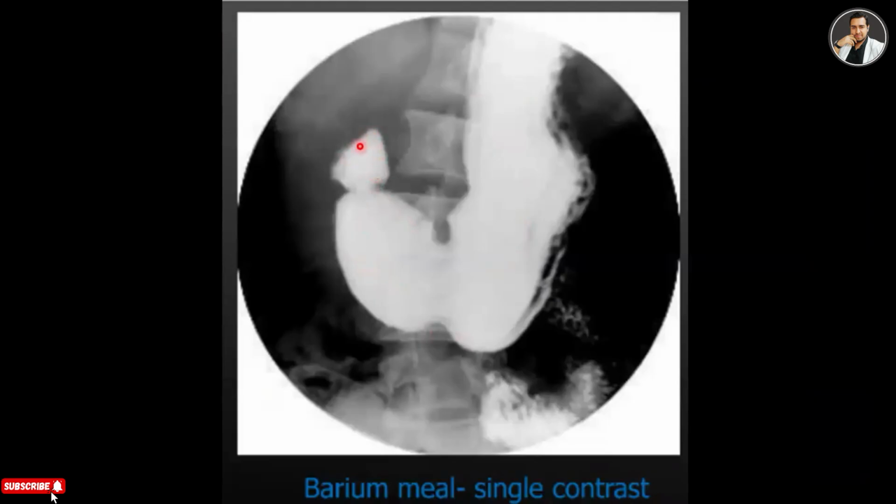And this is the duodenal valve or duodenal cap. So you have to show the duodenal cap in the barium meal study.